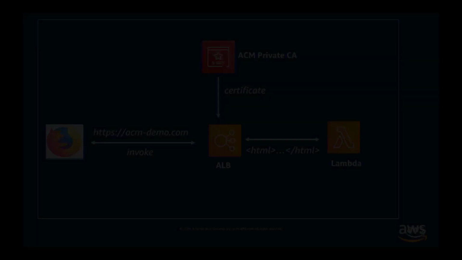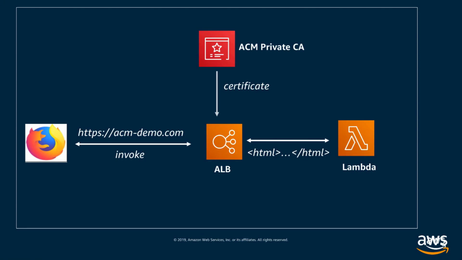Hello, everyone. We're going to show you a demonstration of ACM Private CA and use this diagram as the architecture. In this architecture, there is an application load balancer, which is backed by a Lambda function. The Lambda function supplies HTML code back to the application load balancer. The goal is to establish a secure TLS connection between this Firefox browser and the ALB. The Firefox browser is going to hit this domain, acmdemo.com, this private domain. And the certificate for this private domain is going to come from the ACM service.